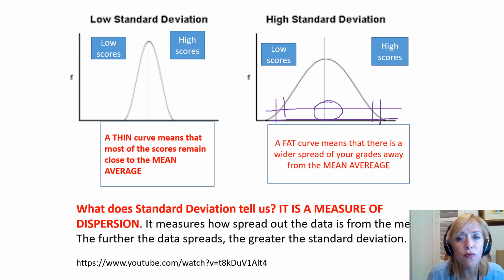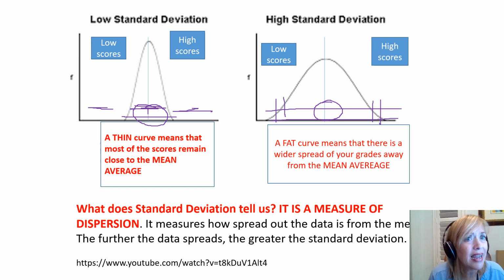A fat curve means that there's a wider spread of the grades away from the mean and average. But a thin curve means it's over here. A thin curve means that most of the scores are close to the average right here. That means that 75%, most kids scored along the range of average. There weren't really high grades and there weren't really low grades. They were all pretty much in that same area.